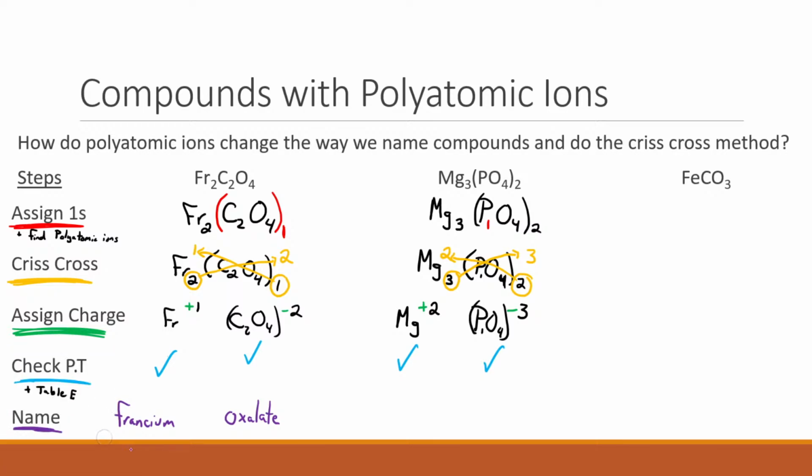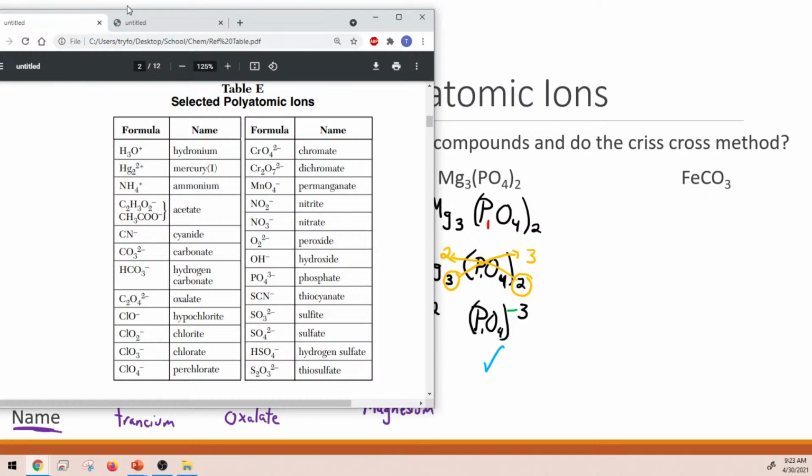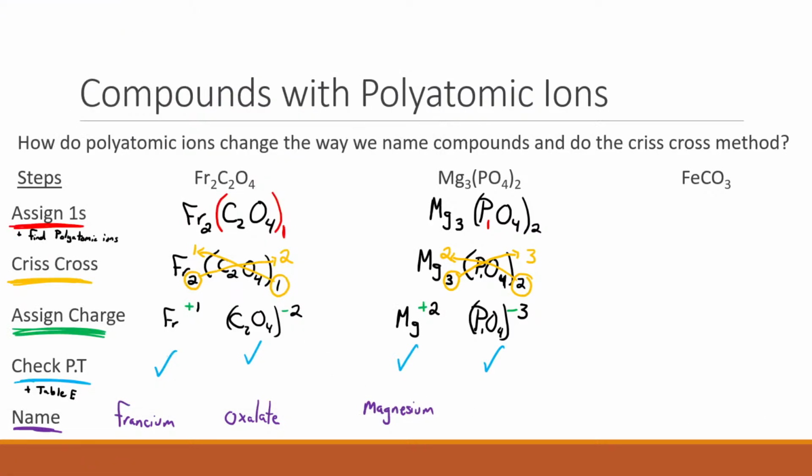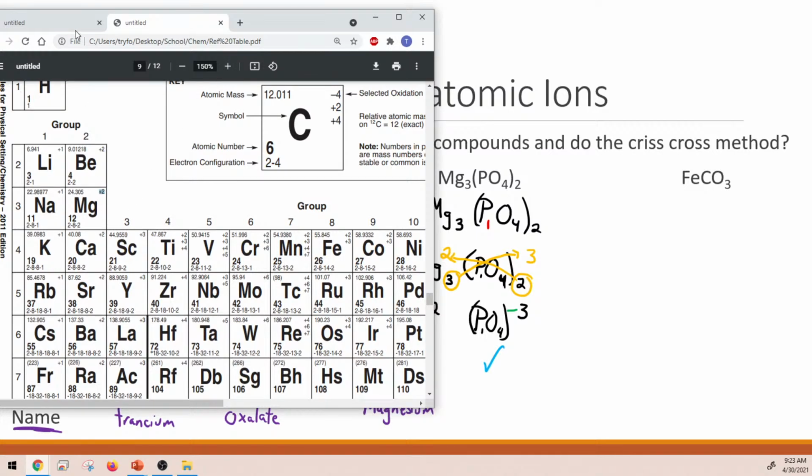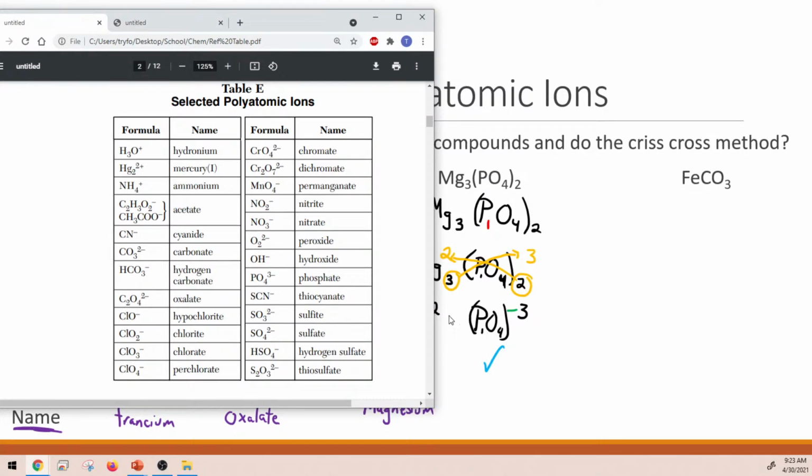And we go on to our final step, getting our name, magnesium. No Roman numeral needed because magnesium only has one possible charge. And if we come back to our reference table, right, it's +2 and only +2, so no need for the Roman numeral there. And then we take the name of this polyatomic ion, PO4 is called phosphate, and so we will write phosphate.